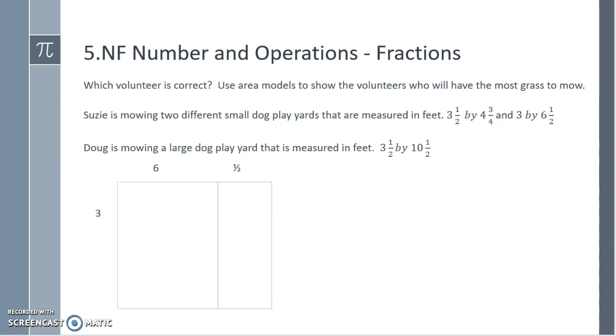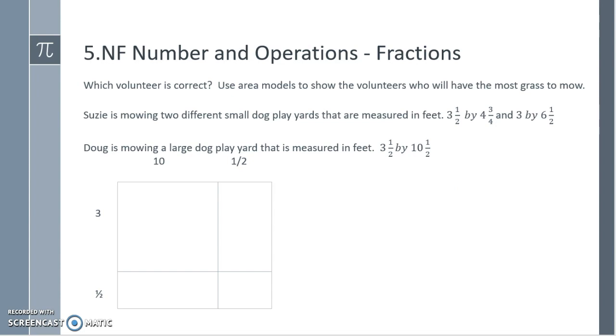The other area is a 3 by 6 1/2, so our whole number pieces separated from our fractional pieces, decomposing them. So I just have 2 areas that we have to multiply. 3 by 6 is 18, and 3 times 1/2, or 3 copies of half, is 1 1/2. Adding them together, 18 plus 1 1/2 is 19 1/2.